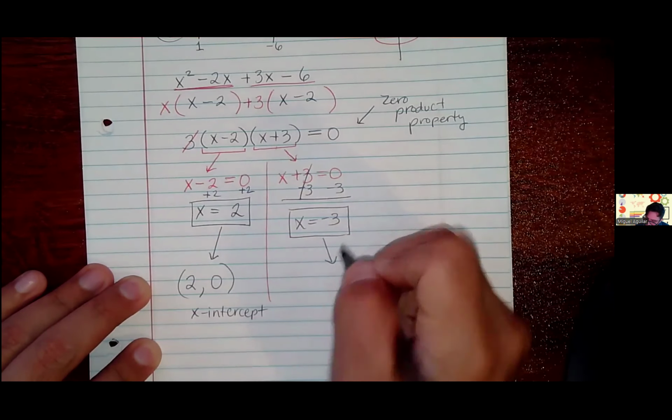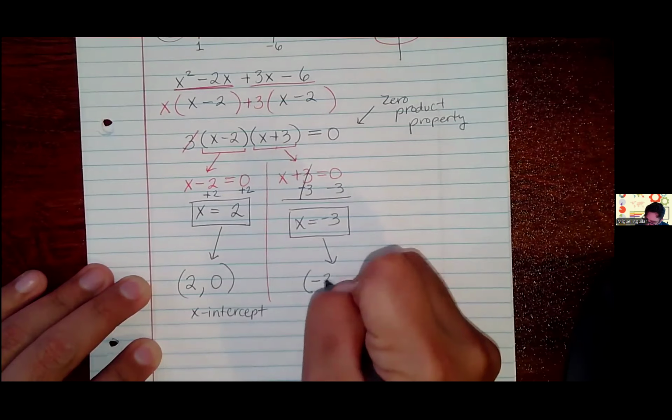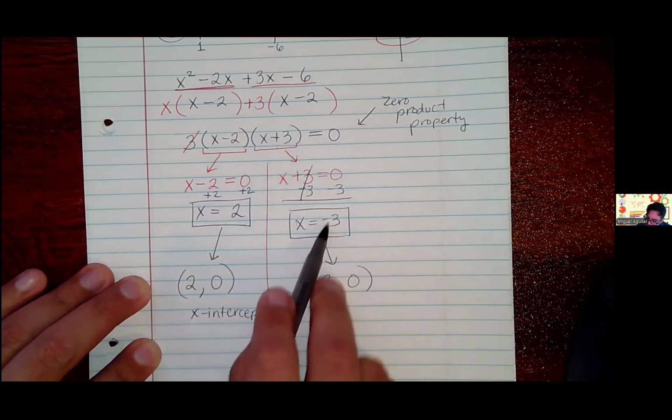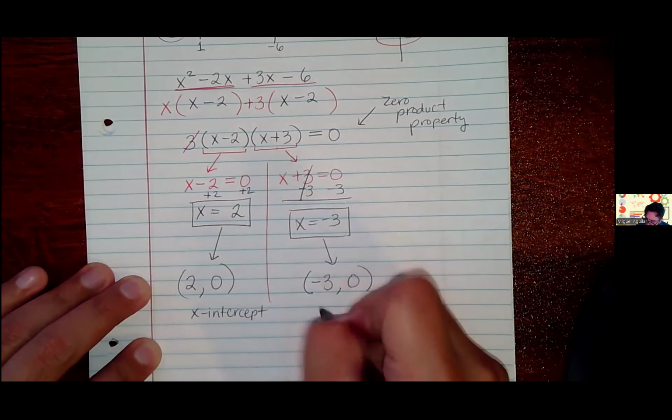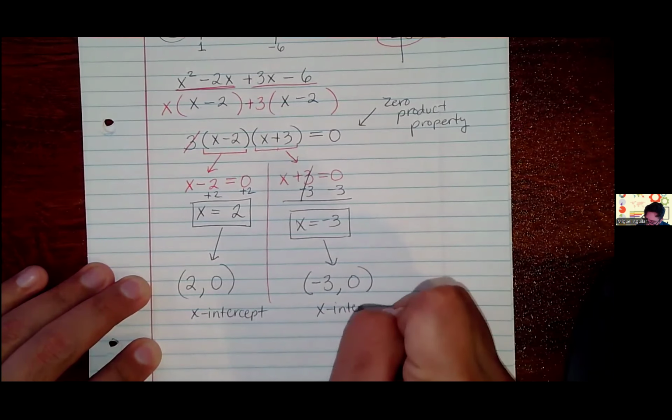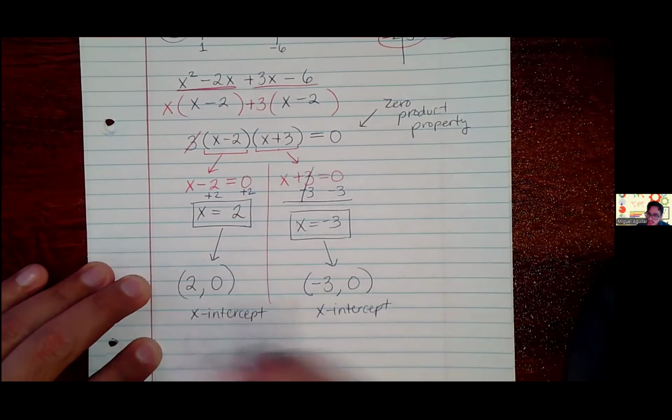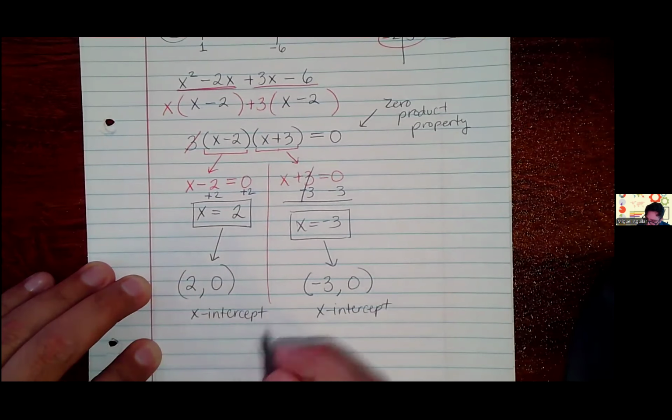And then this x-intercept is negative 3, comma 0, again, because that negative 3 is the x value. And there's our second x-intercept. So when you put this into Alex, it's going to ask you for those two x-intercepts.